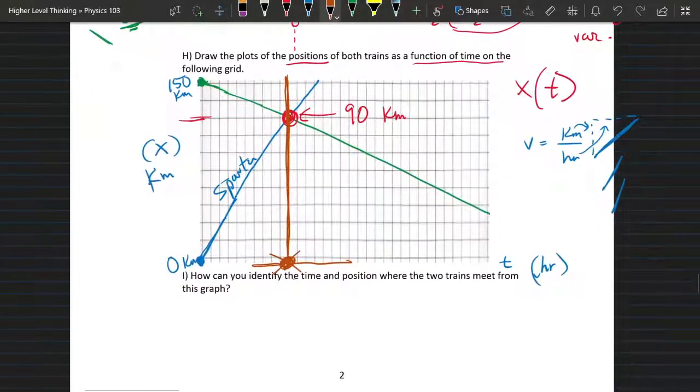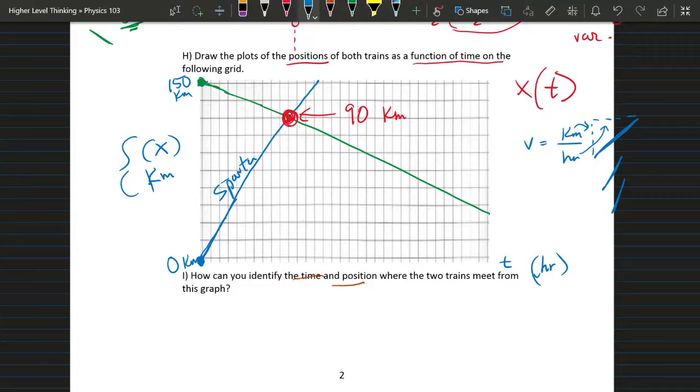Now, how can we identify the time and the position? Well, the position is where the y values are equal. So let me clean this up a little bit. The y-axis represents position, and we want to see where the two y values meet. And in terms of time, we want to see where the two x values meet. So that is at this spot in time and this position, which we found was 1.2 hours and 90 kilometers respectively.